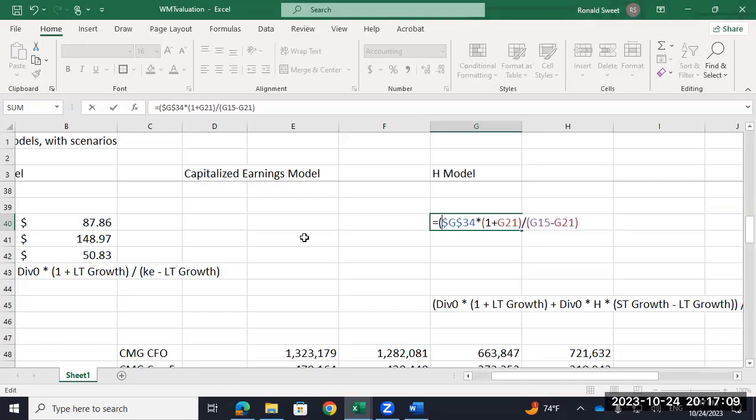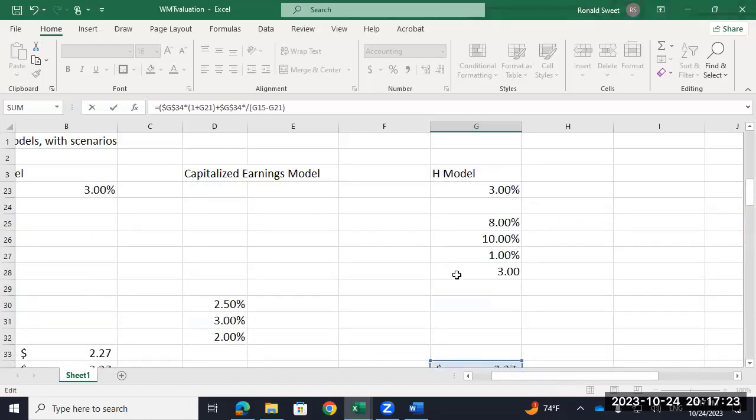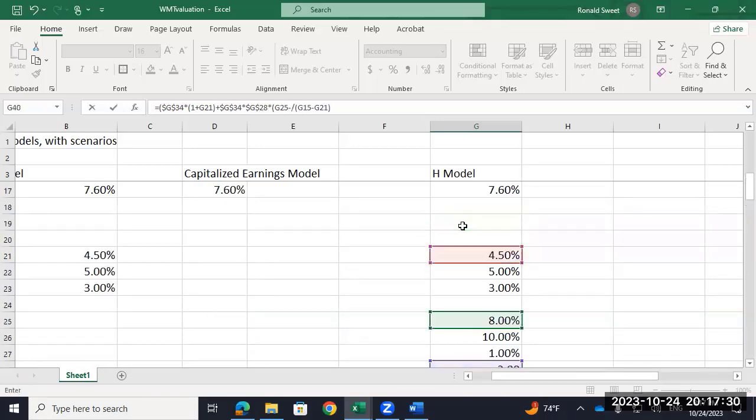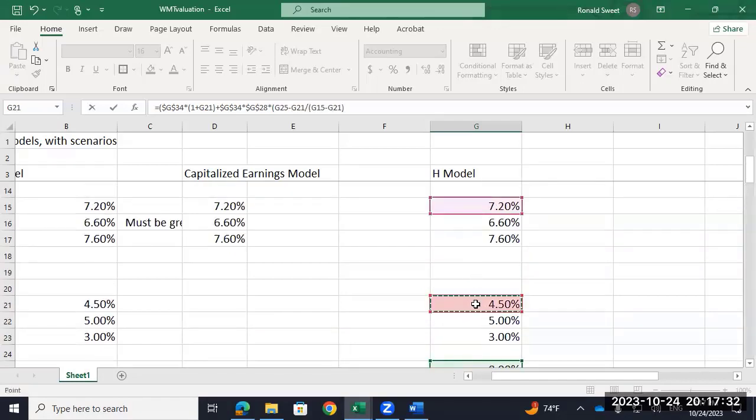So you start with the dividend discount model, and then we say plus dividend zero, which is G34, times my H. Where are my H's? I'm going to just use 3 for that. Times short-term growth minus long-term growth. It should be everything.